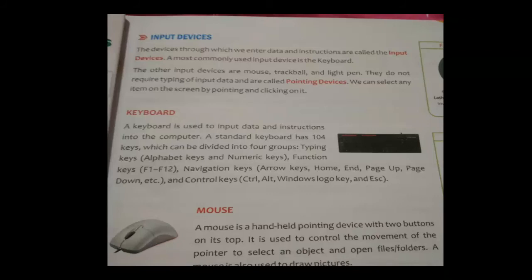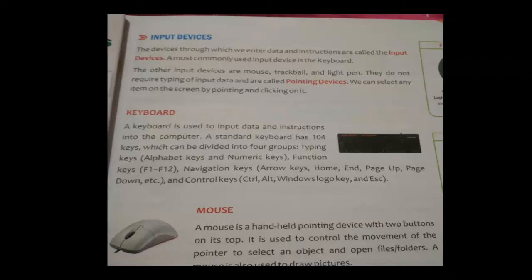Now we will see input devices. Keyboard. A keyboard is the standard input device. A standard keyboard has 104 keys which are divided into 5 categories: typing keys, A B C D and 1 2; function keys, F1 to F12; navigation keys, home, end, page up, page down and like that; control keys, that is the shift key, escape key, Windows logo; and one more is the numeric keypad that is given on the right side of the keyboard.